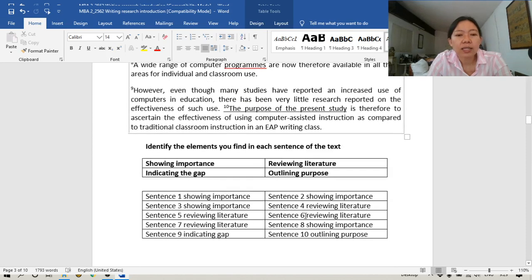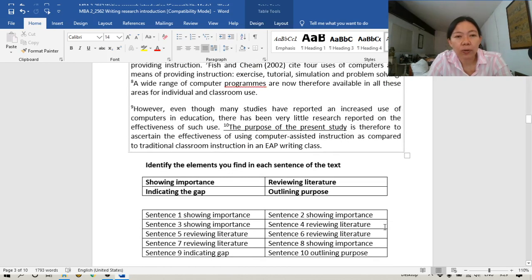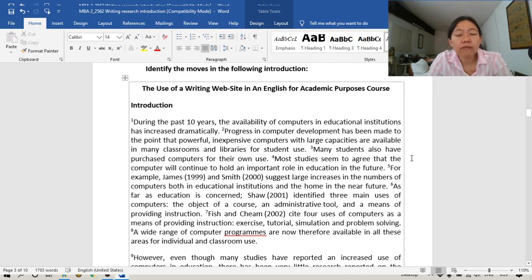Here are the answer keys for the introduction part, but I would like to go through each sentence with you. First, the first sentence: during the past 10 years, the availability of computer in educational institutions has increased dramatically. Here, the writer used the words increased dramatically to show the importance of the computer.